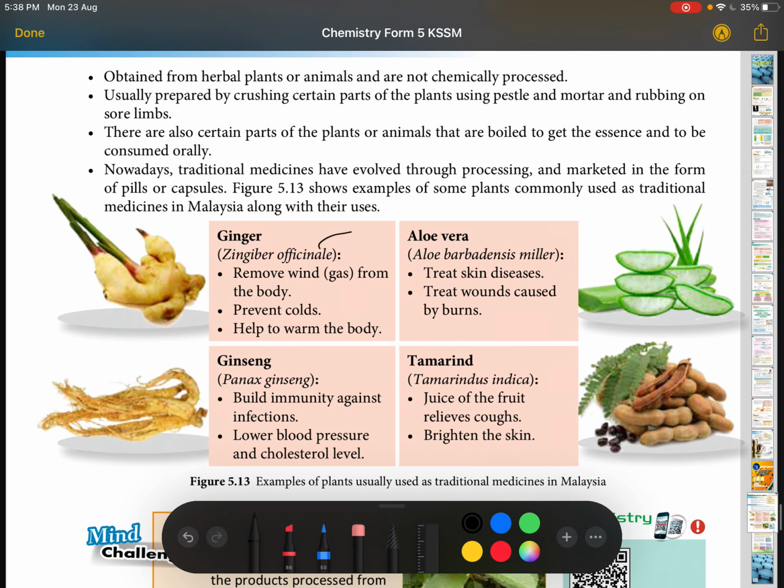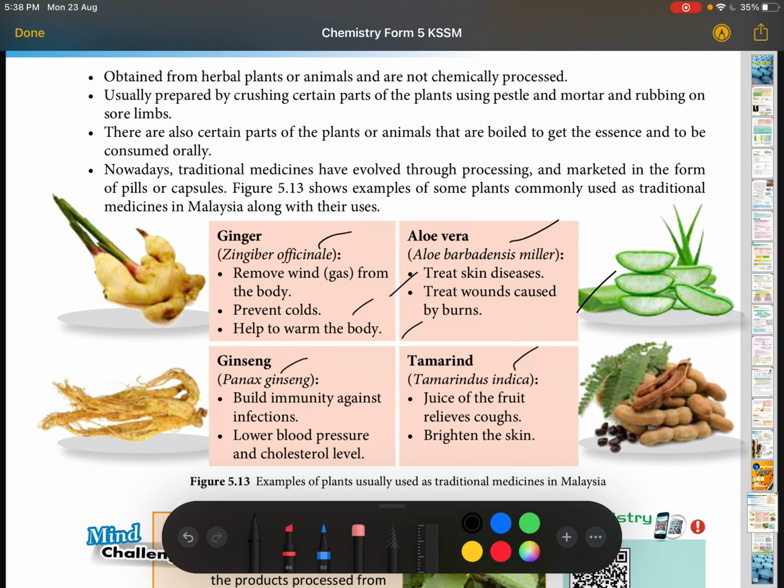What are the examples of traditional medicines? Ginger, aloe vera, tamarind, and ginseng. The things themselves are not the medicines. They contain certain substances that can be used to treat the body. Ginger removes wind from the body, so it's for stomachache, prevents colds, and makes your body warmer. Aloe vera is to treat skin problems like diseases or wounds.